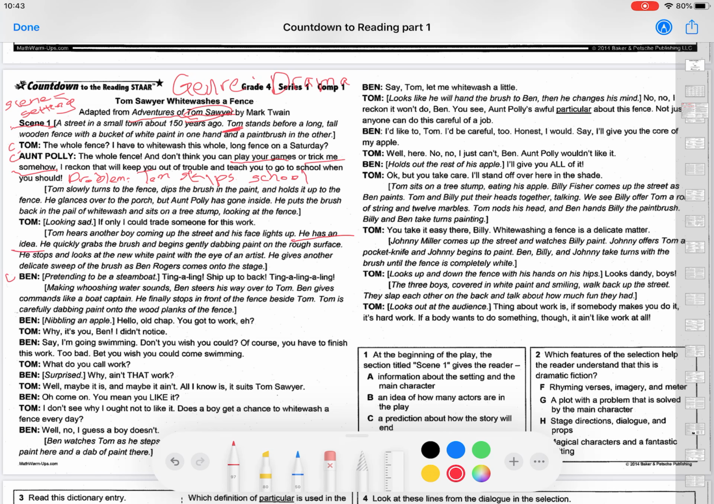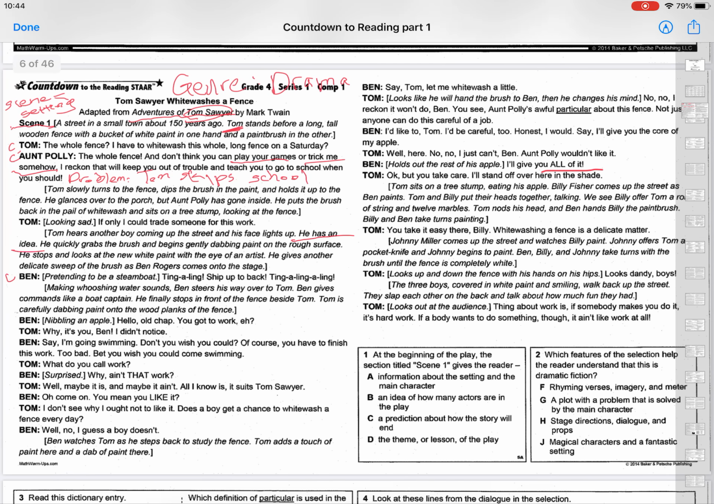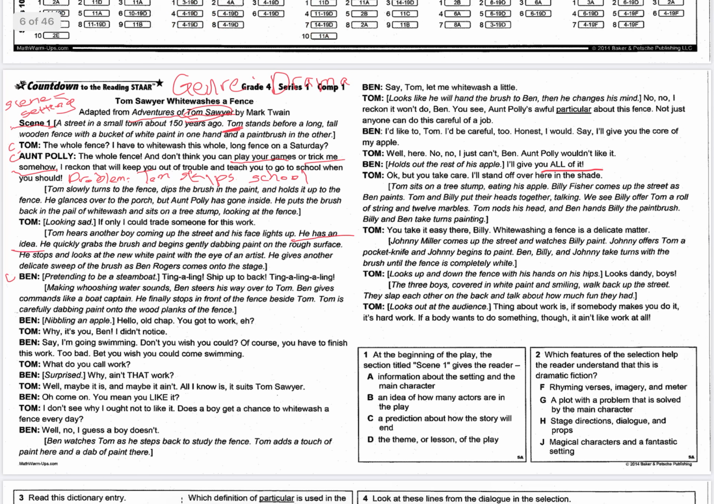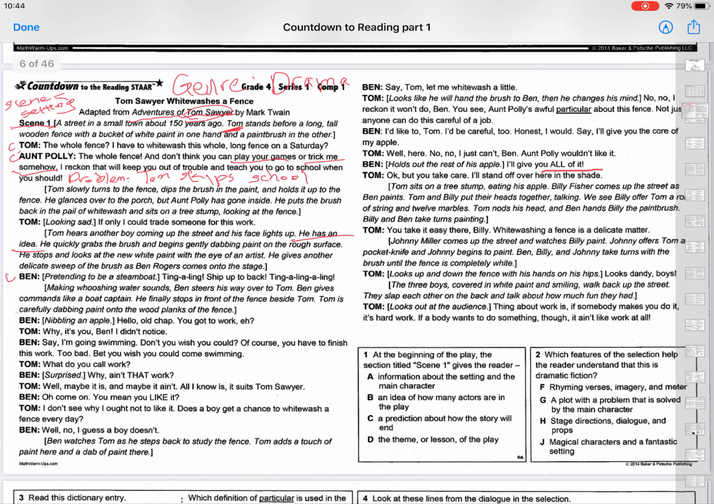Tom looks like he will hand the brush to Ben, then he changes his mind. No, Ben. Sorry. No, I reckon it won't do, Ben. You see, Aunt Polly's awful particular about this fence. Not just anyone can do this careful of a job.